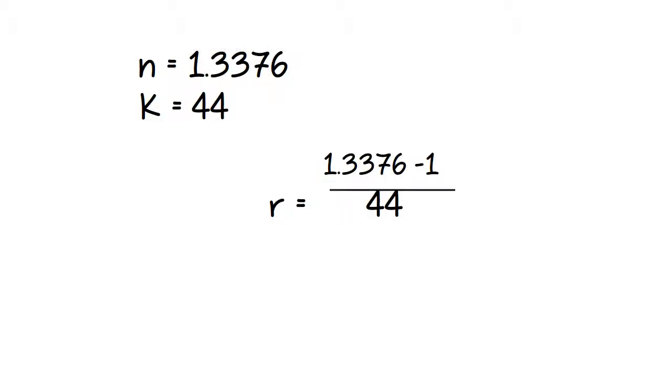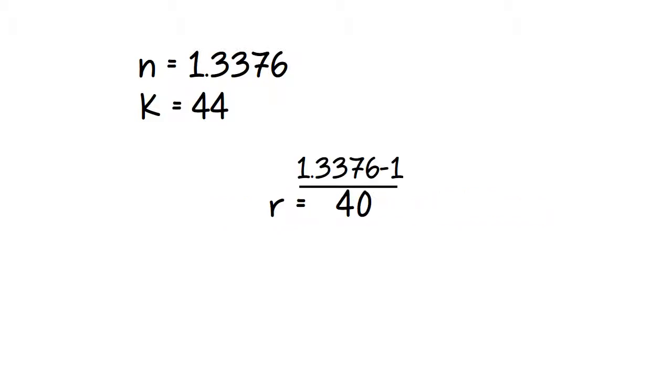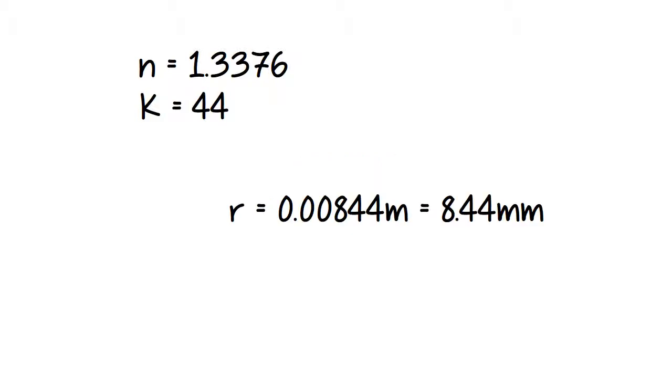We're just going to plug the numbers into the formula, solve, and we end up with 7.67 millimeters radius. But remember when I said at the beginning that we're going to use 3 to 4 diopters lower? The power we're actually going to use in our formula to find the correct base curve for this patient is 40 rather than 44. We're going to go 4 diopters lower. We're going to solve and we come out with 8.44 millimeters as the base curve.